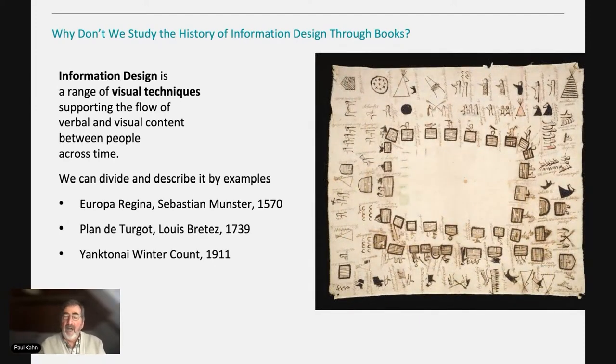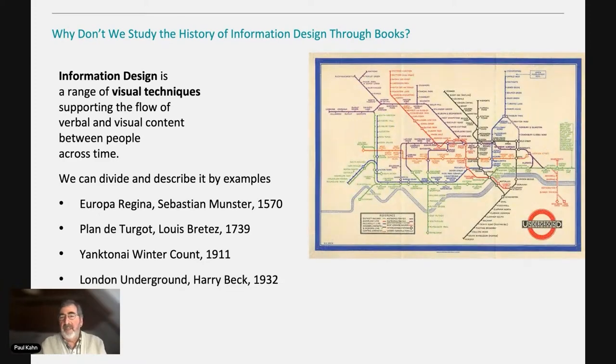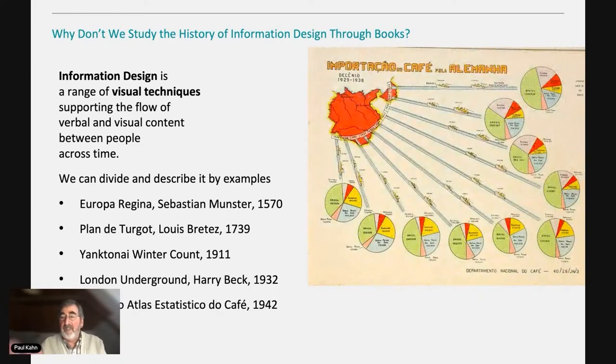Non-Western examples like the Yankton winter count, or something that we're all immediately familiar with, such as the London Underground map from the 1930s, or even some of these amazing examples that Attila has been pointing out and reproducing on his blog, like this data visualization of all of the coffee being imported into Germany in the 1930s.